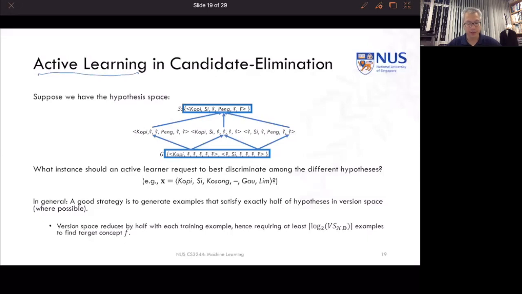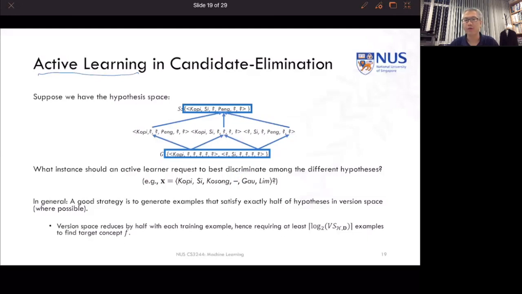So let's take the case where we exposed our algorithm to the same 4 training examples as we saw in the candidate elimination trace. Let's say they were correctly labeled and we generated the version space that we ended up with last time, which has 6 hypotheses in it. So what type of instance should an active learner request in order to best discriminate among the remaining hypotheses?